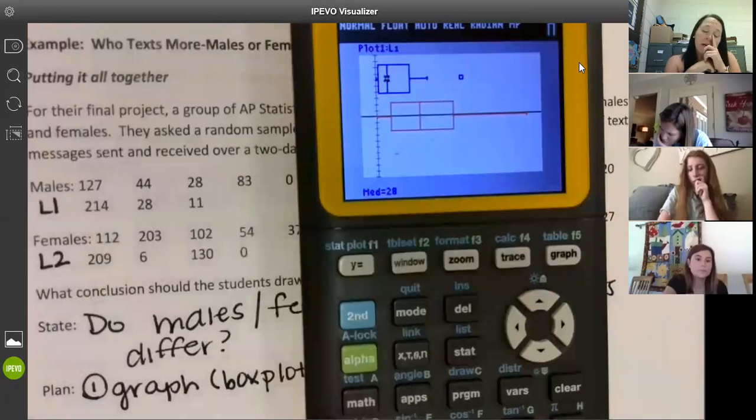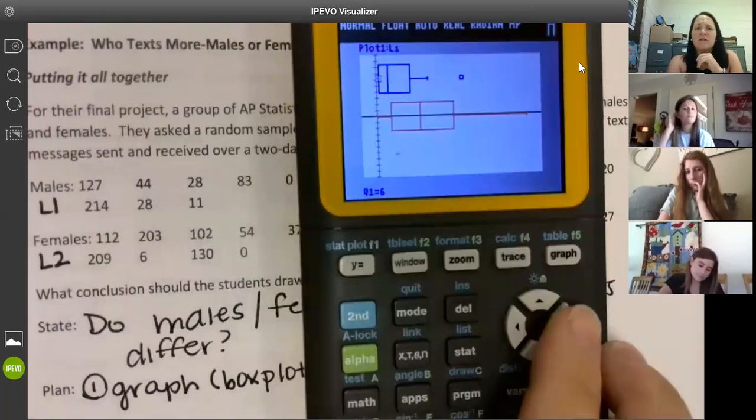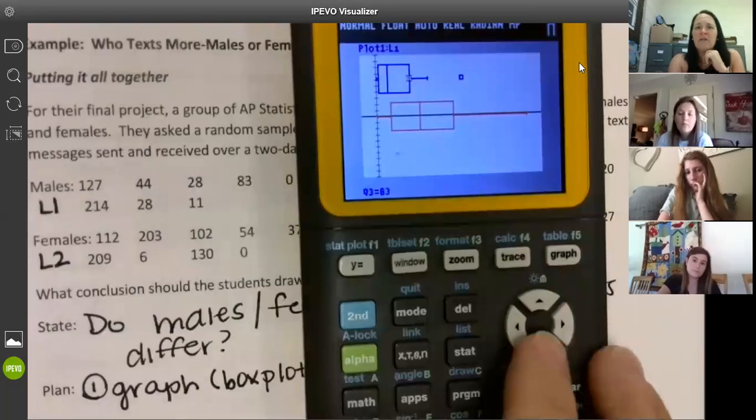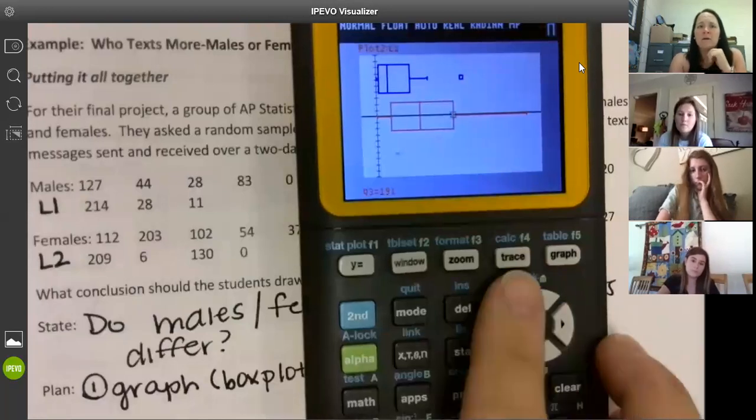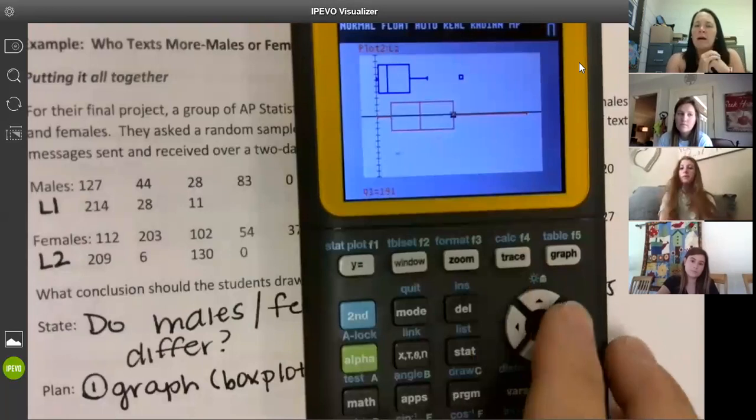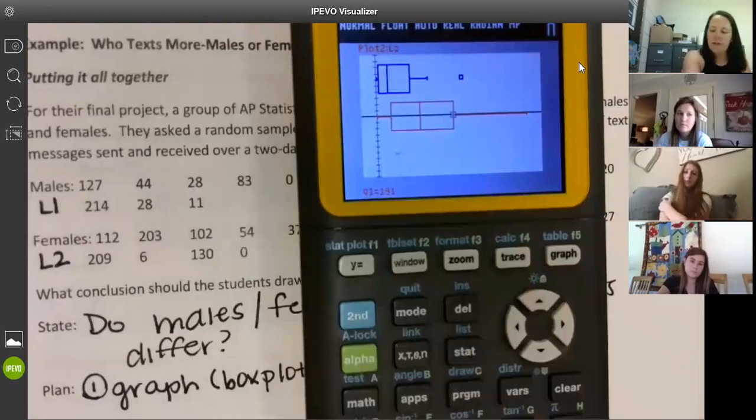All right, so don't forget that you also could use IQR. So 50% of the data falls within 6 and 83 on the males, and between 34 and 191 on the females. So let's look at our do part.